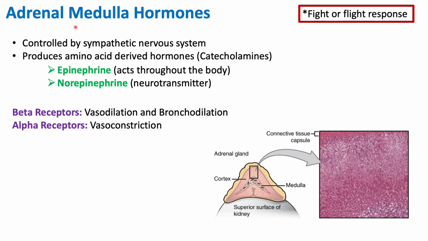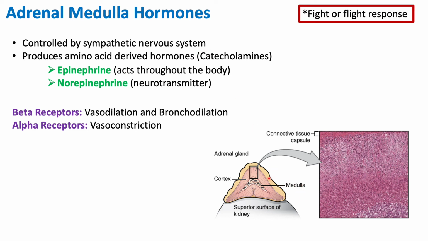And lastly, the adrenal medulla. So the three previous hormones we were talking about, the glucocorticoids, the mineralocorticoids, and the androgenic corticoids, were all produced by our adrenal cortex, so the exterior. But now we're looking at the adrenal medulla, which is the middle part of our adrenal gland. Now, the adrenal medulla is actually taking part in our sympathetic nervous system, or our fight or flight response. So the medulla is controlled by the sympathetic nervous system.